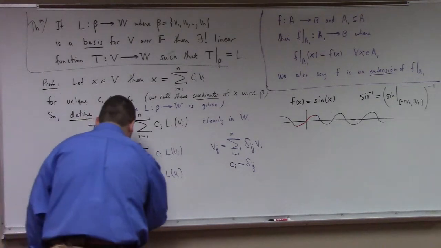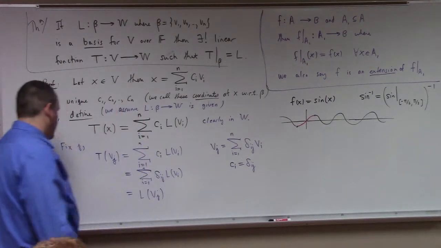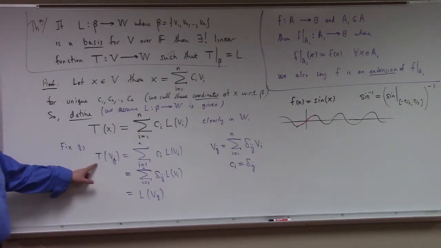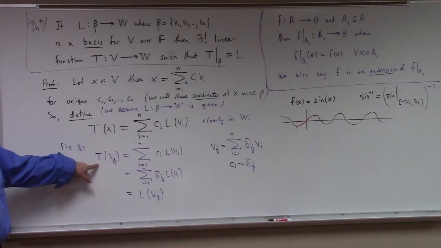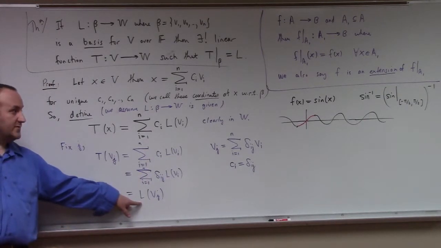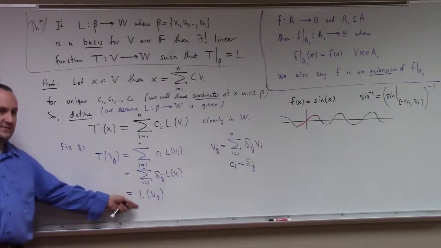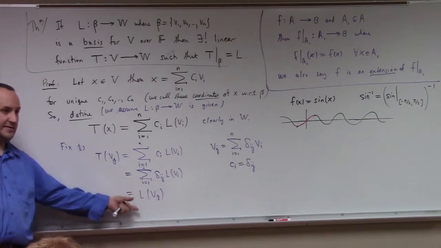And what's that show? That shows you that if you feed T anything in the basis beta, what do you get? You get L of that thing. This proves that T is an extension of L because they agree where L is defined.